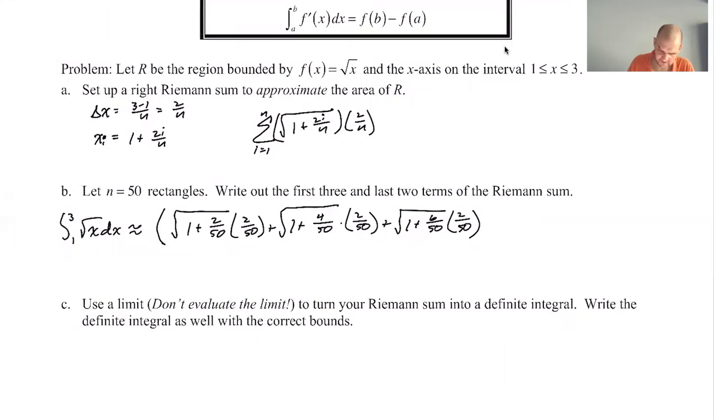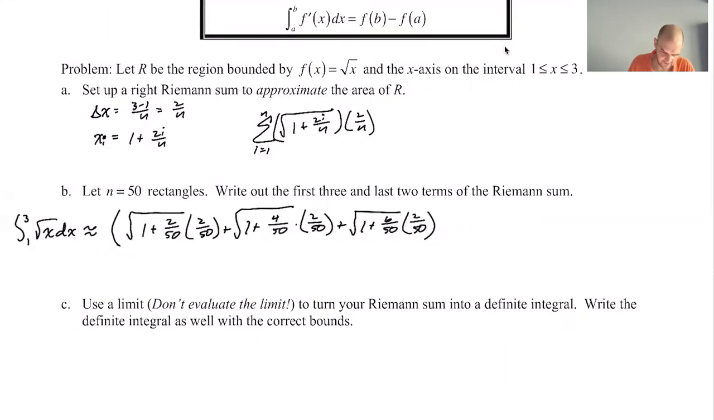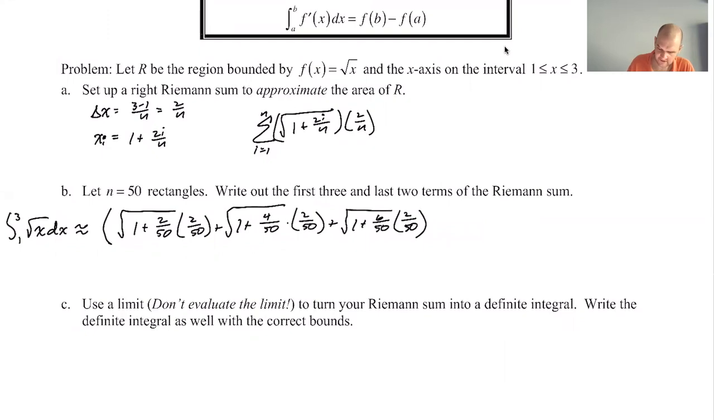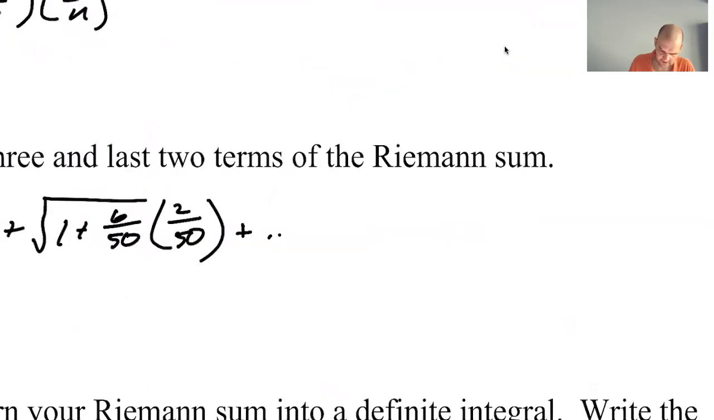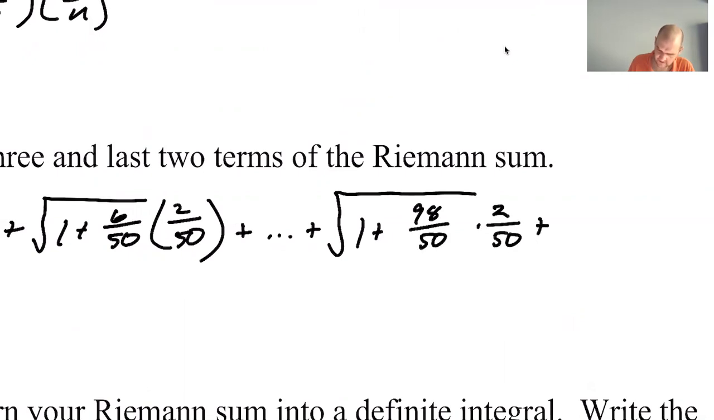I'm also going to move this. You've got to use your space well, and I do not. Plus dot dot dot. Okay, so the second to last one is i equals 49: 1 plus 2 times 49, which is 98 over 50, times 2 over 50. And then 50.